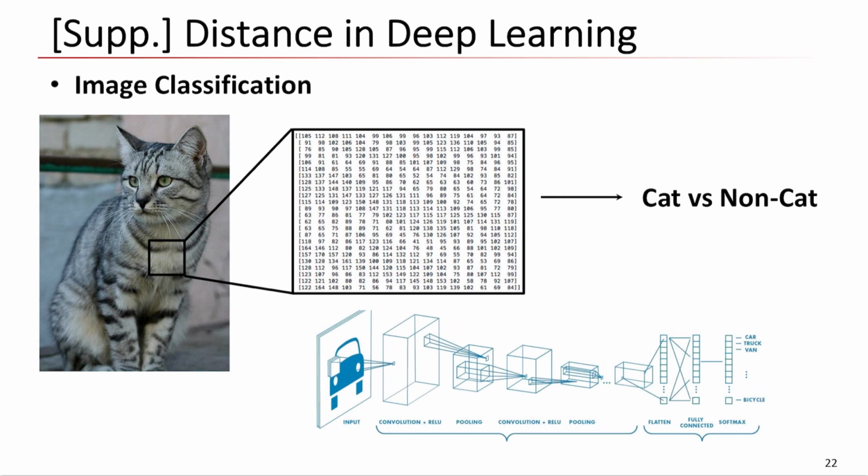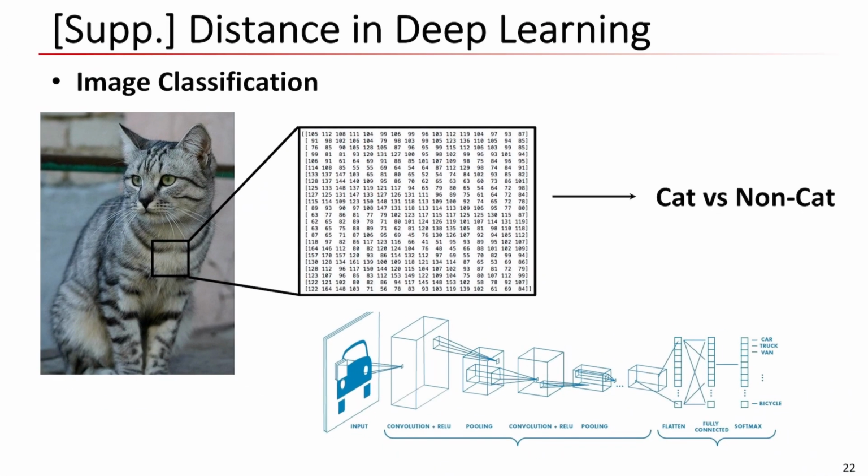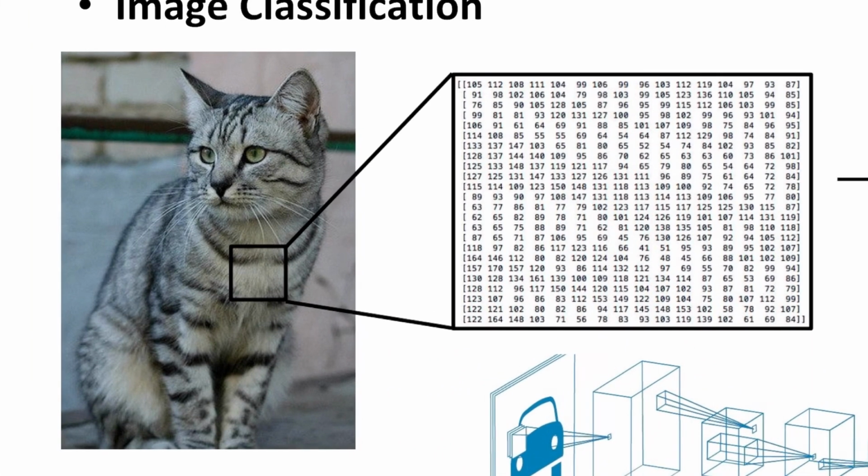I brought one very interesting slide here. This is just supplementary material, so you don't need to remember it. But I want to show you how this inner product or distance concept is used in other fields, like deep learning. This is an example of the image classification task. If we have an image like this, as a human, we can easily understand this is a cat, right?